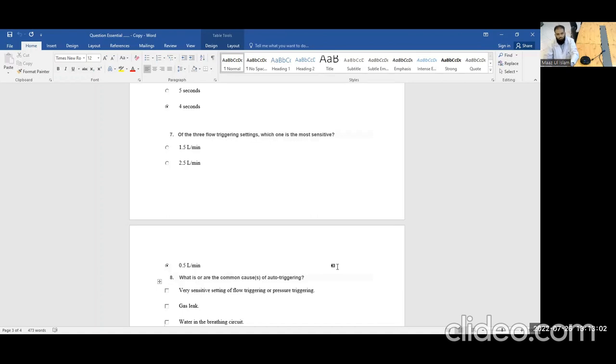Question number eight, what is or are the common causes of auto triggering? Number one, a very sensitive setting of flow triggering or pressure triggering. Number two, gas leak. Number three, water in the breathing circuit. So the answer is all 1, 2, and 3 are correct.